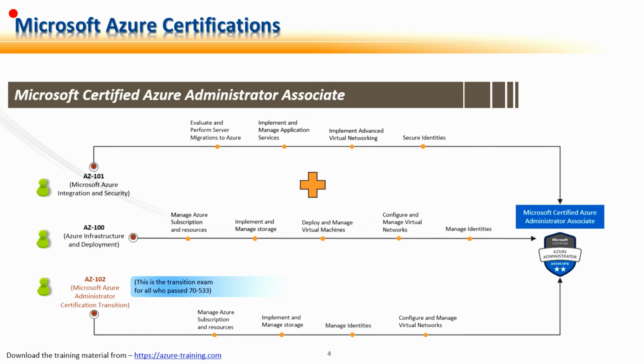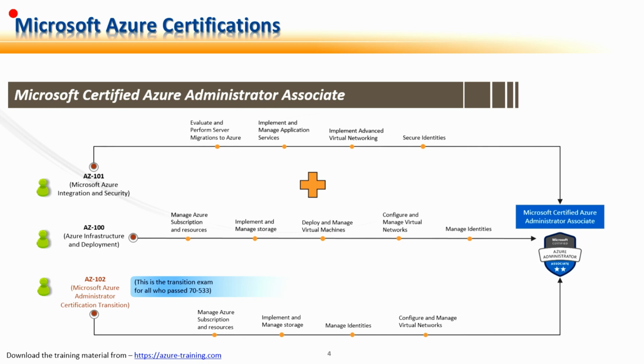The fourth and final part of the AZ-102 certification is Configure and Manage Virtual Networks, which will include configuring VNet peering, like VNet to VNet, verifying the virtual network connectivity, and creating a virtual network gateway for point-to-site or site-to-site connectivity. So that is all about the AZ-102 certification.